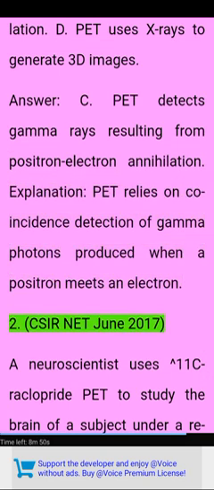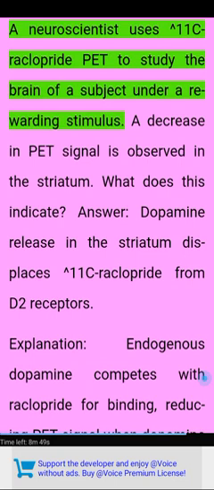2. CSIR NET June 2017. A neuroscientist uses 11C-raclopride PET to study the brain of a subject under a rewarding stimulus.